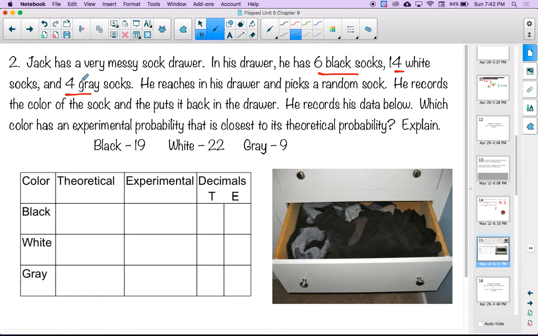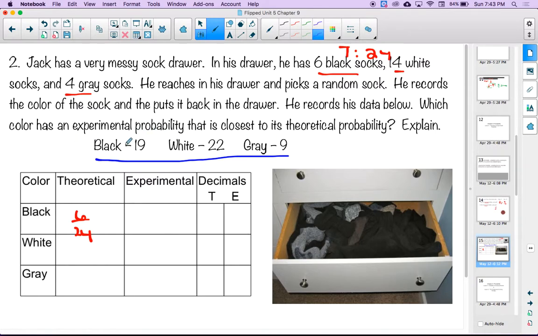Before I can do any probabilities here, I need to know the total number of socks in the drawer. So if I add them together, 6 plus 14 is 20, plus another 4 is 24. So the total is 24. Of those 24 socks, I know that there are 6 black socks. So my theoretical probability is 6/24. Now I want to do the experimental probability. Experimental probability uses this information down here, the data that's collected from the experiment.